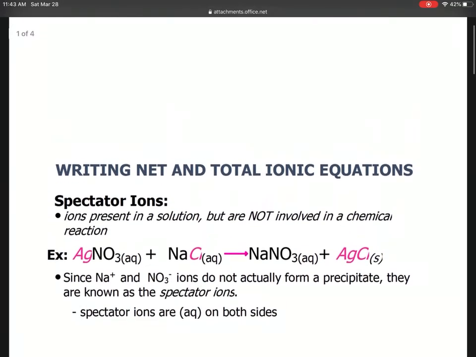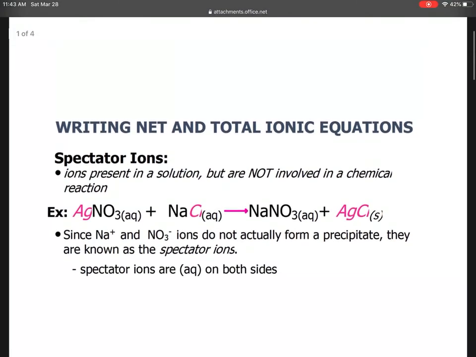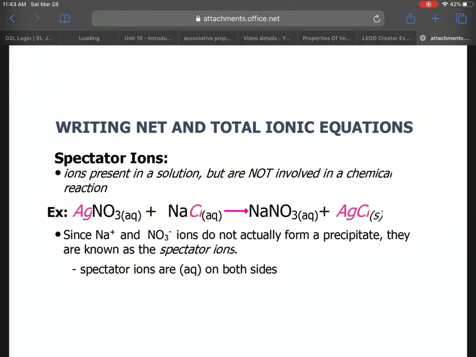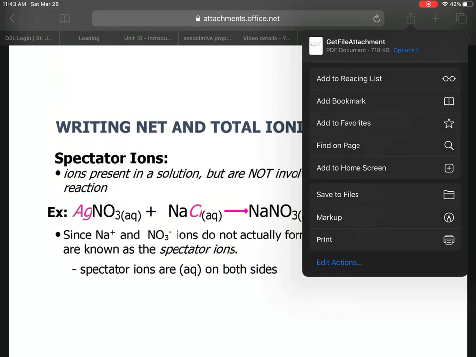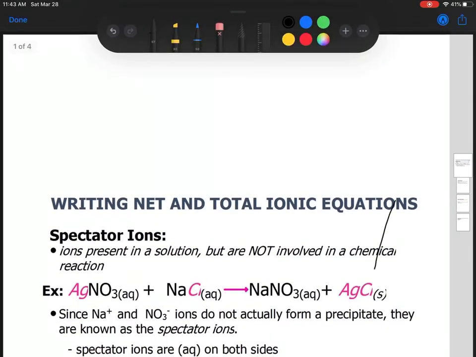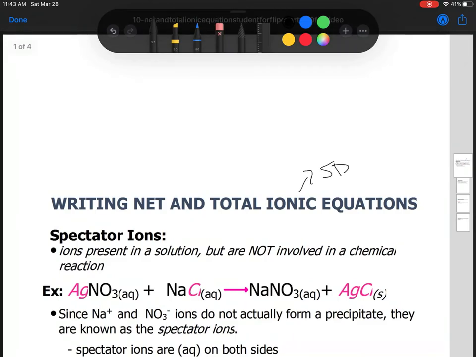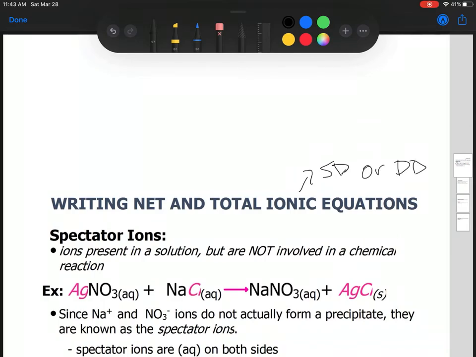Okay. All right, so let's get on to writing net and total ionic equations. I forgot to do markup here, sorry. So this is actually a good review of what we did yesterday, because you can see here the example on the page is a double displacement reaction. You can write ionic equations for single displacement, which is not what we're going to focus on, but you can do it. But mostly it's for double displacement.